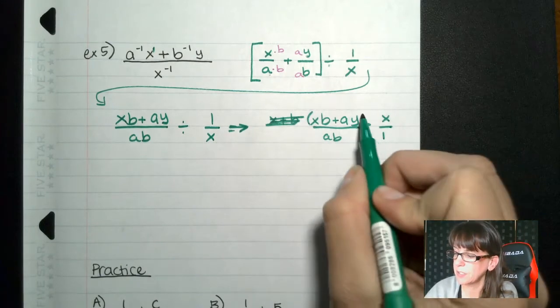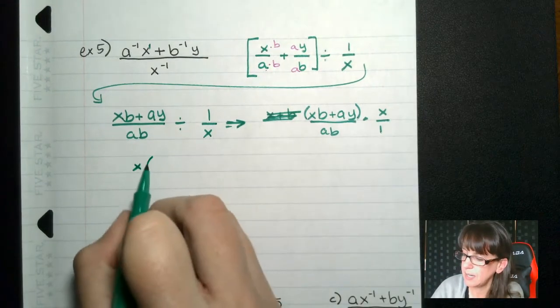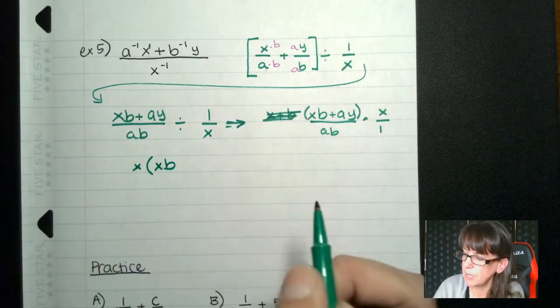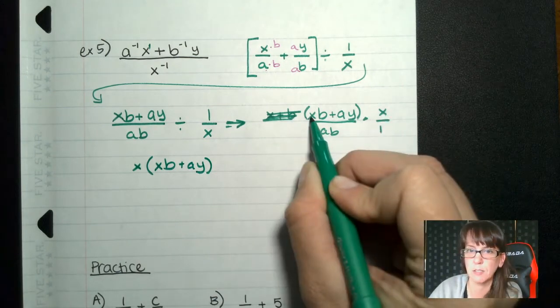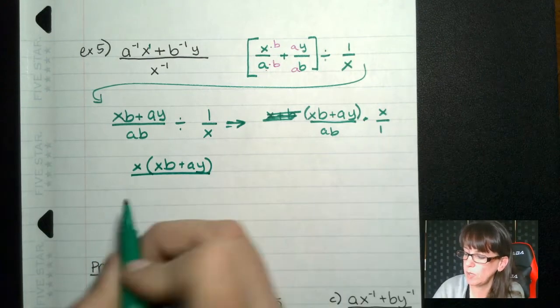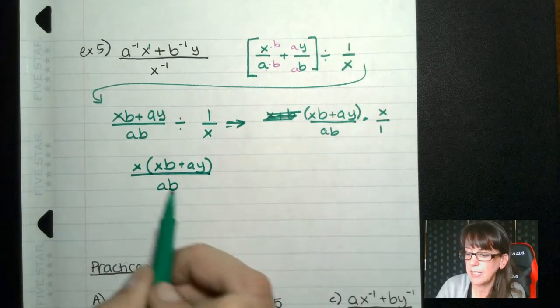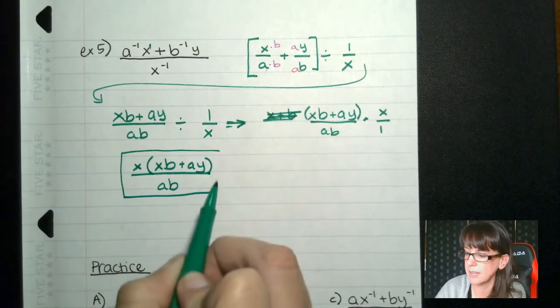Now let's protect our addition subtraction. Let's multiply straight across the top. We get x times xb plus ay. And all I did was just move that loose x to the front when I'm multiplying. Over ab times 1 is just ab. There's nothing here that we can cancel out outside of those parentheses, so this is as good as it gets.